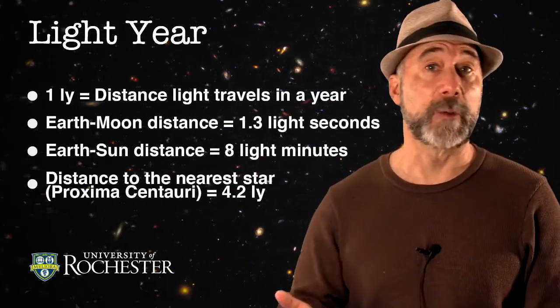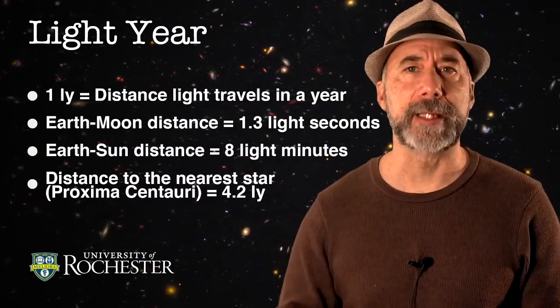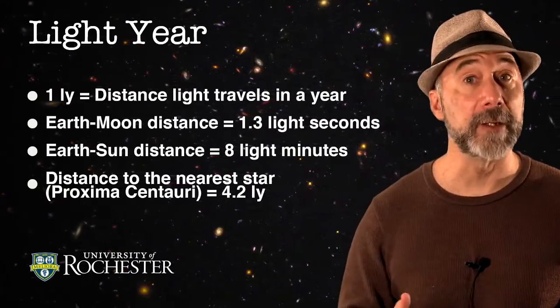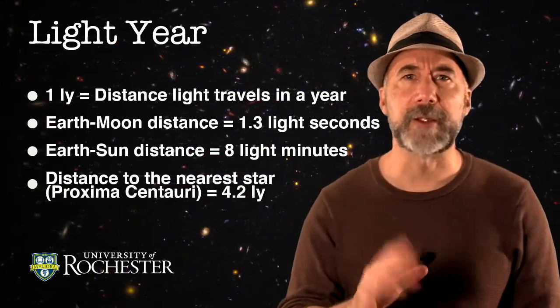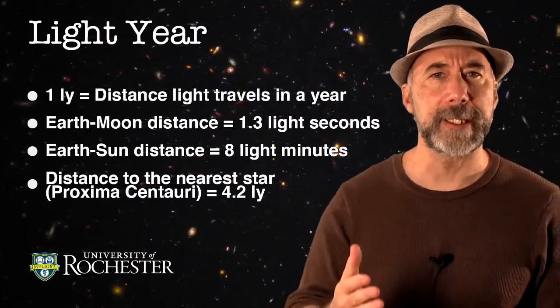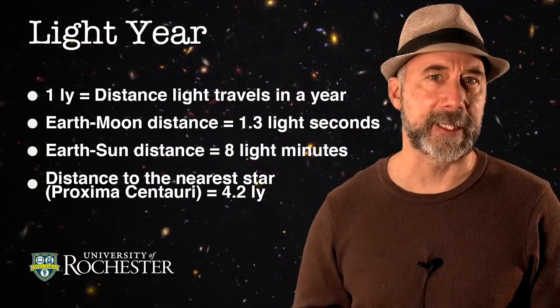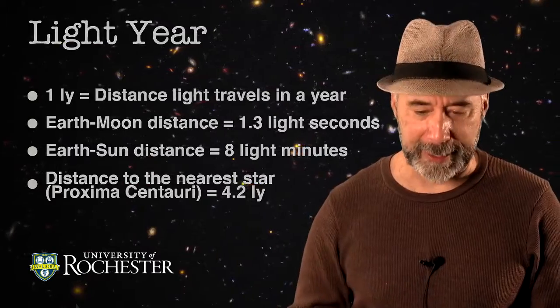So that means, of course, when we're looking at the nearest star, we're seeing it as it was 4.2 years ago. And this is an important thing to understand, the relationship between distance and time in astronomy, so that as we look ever deeper into the sky, we're looking ever farther back in time.